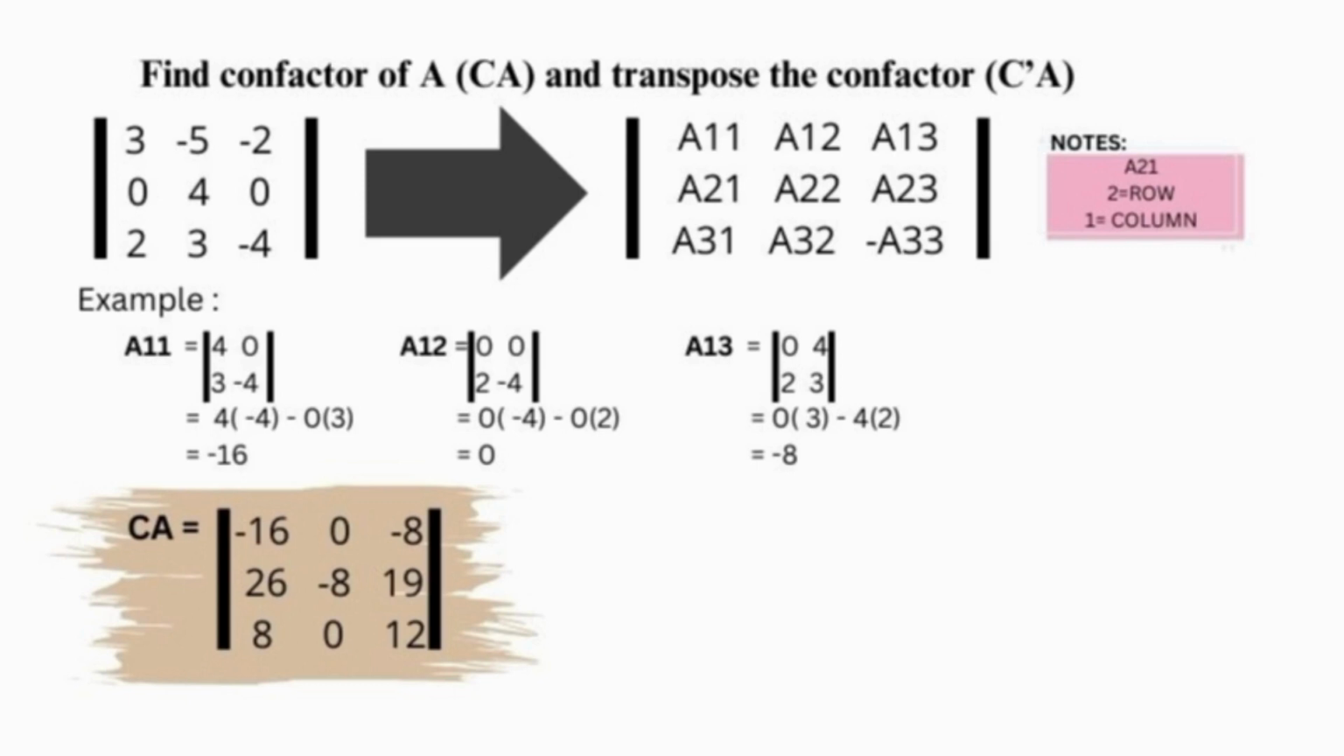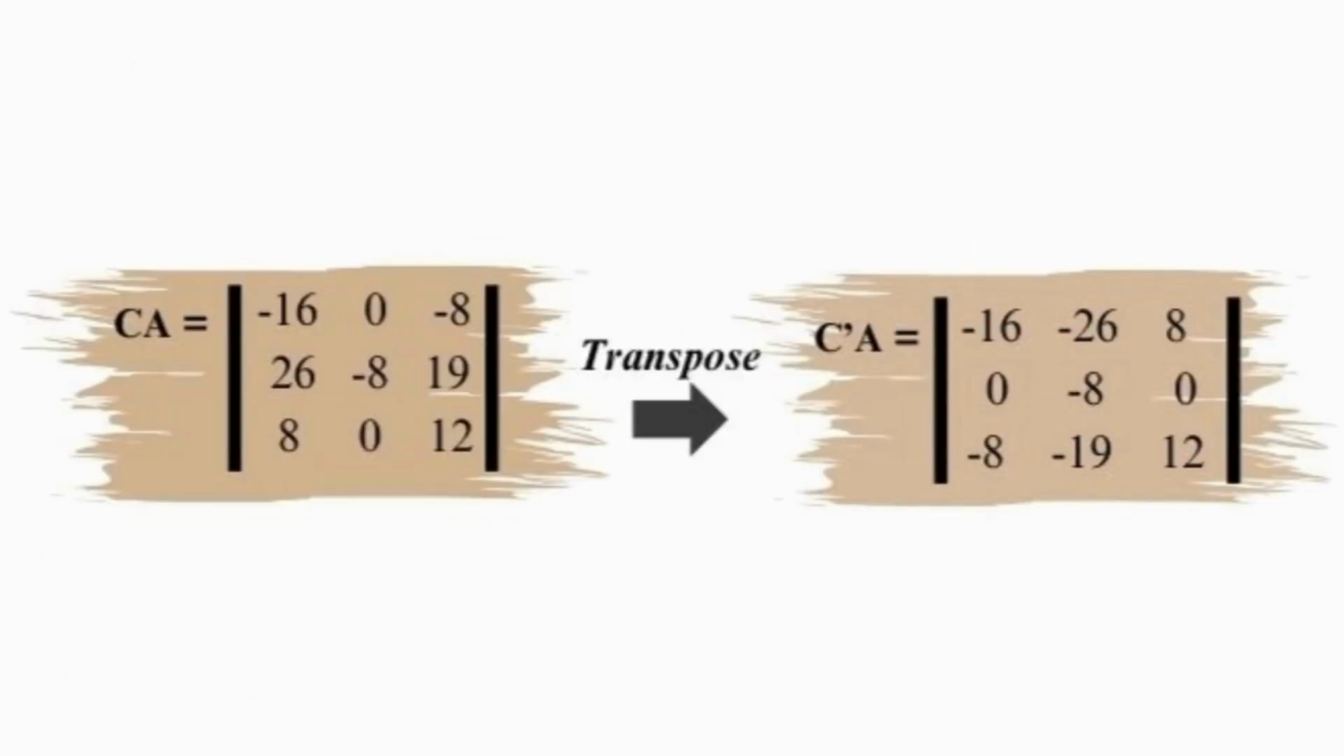And after solving for all 9 elements, we will get cofactor A equals negative 16, 0, negative 8, 26, negative 8, 19, 8, 0, and also 12. After getting all the cofactors of A, we need to transpose the cofactor, which means to rearrange the places. After the transpose, negative 16, negative 8, and also 12 will stay the same, but for the others, we need to change the place and also the positive and negative sign, which is opposite, as 0 with 26, negative 8 with 8, and 19 with 0.